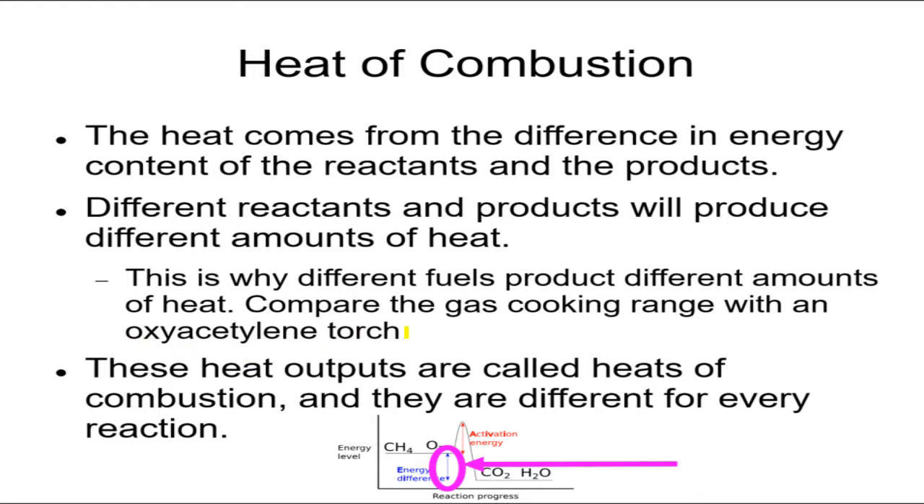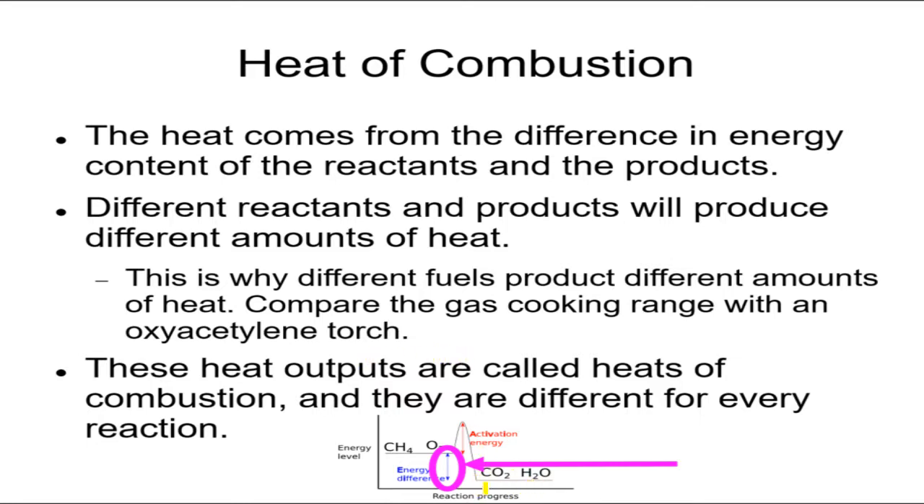An oxyacetylene torch burns acetylene. You have the oxygen and you have acetylene. It burns the acetylene. This is used to weld metal. So this can even melt metal. So in that case, the energy difference is way higher for the acetylene and the product.